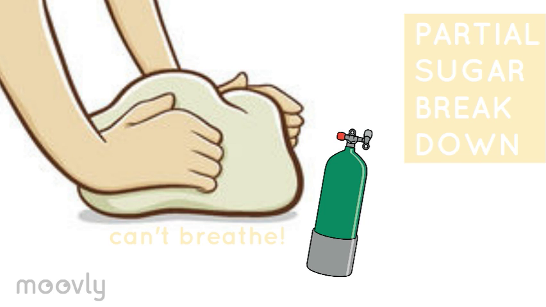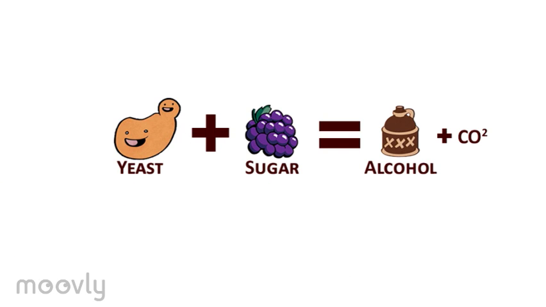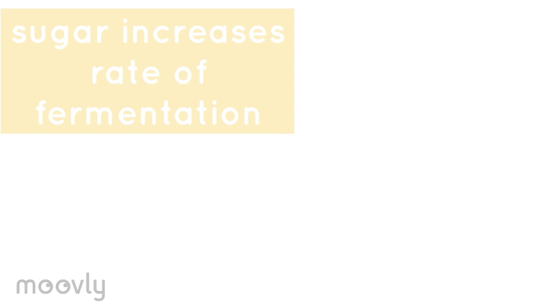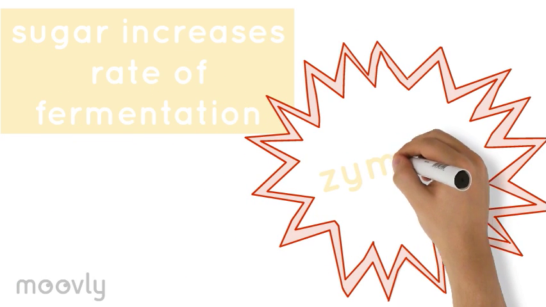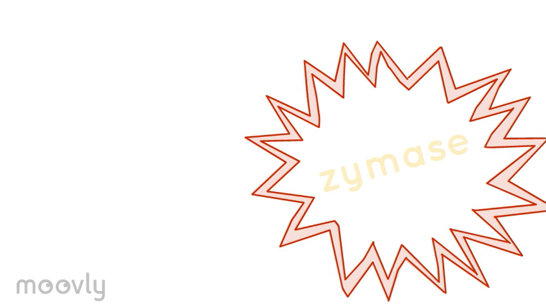When it is added to the baking mixture, such as the dough or the batter, the yeast will feed on the sugar and form ethanol and carbon dioxide gas, as shown by this reaction. As such, sugar increases the rate of fermentation. This reaction is catalyzed by the presence of the yeast enzyme zymase.